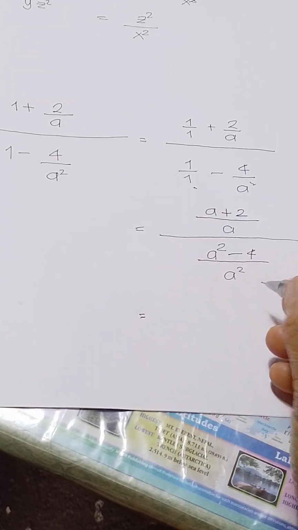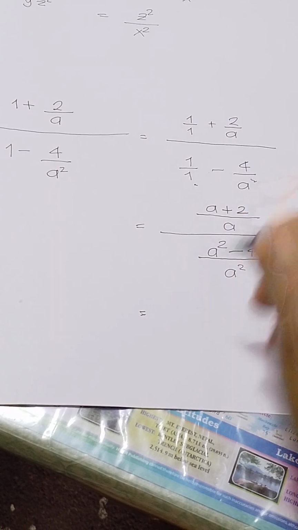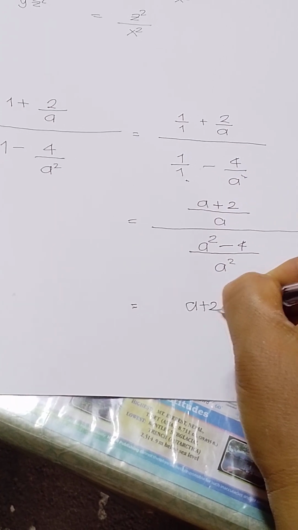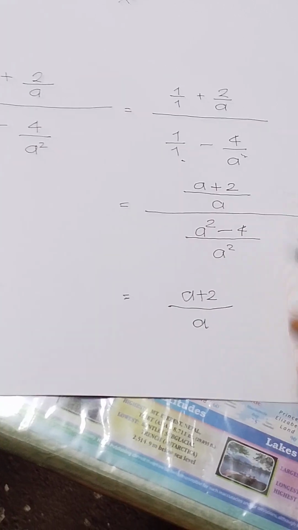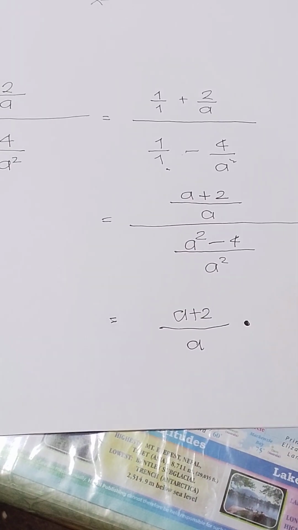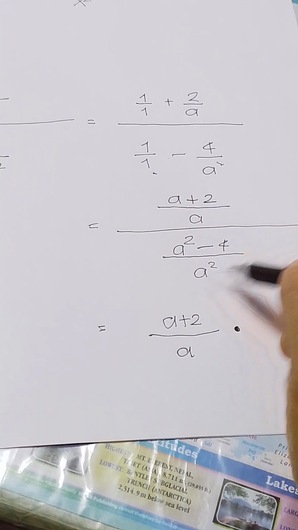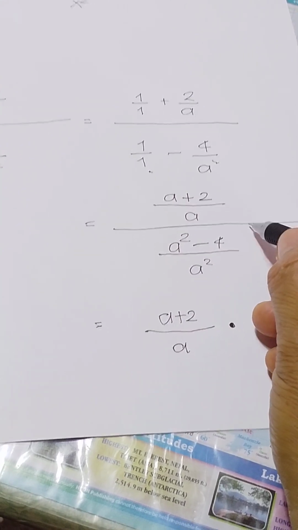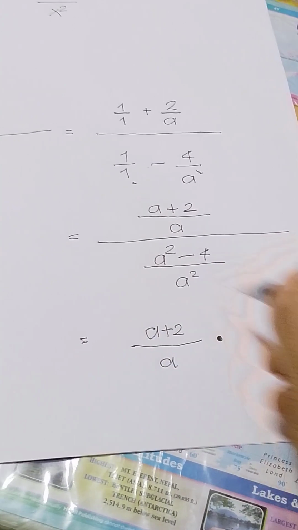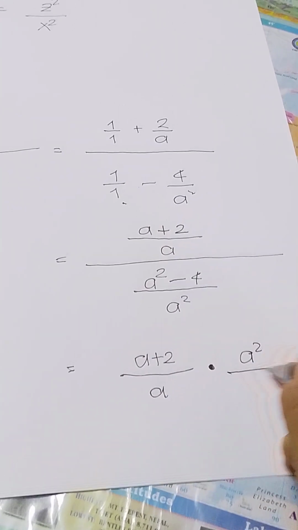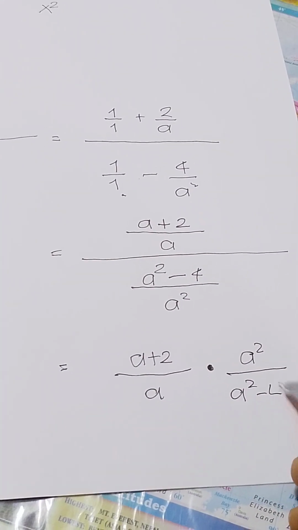Now the next thing to do is copy this one, a plus 2 over a. And then I have to take the upside down of my denominator. So before I copy this one, I have to change first the division operation to multiplication, and then take the upside down, so I have a squared over a squared minus 4.